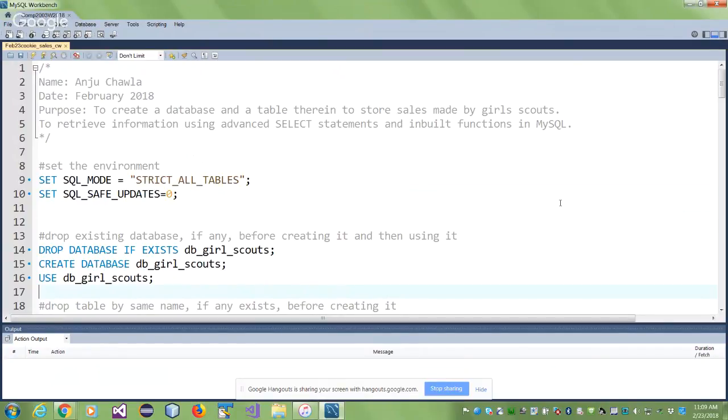Okay, so as it says, the aim is to create a database and a table therein to store sales made by Girl Scouts, and to retrieve information using advanced select statements and inbuilt functions in MySQL. Again, I'm saying inbuilt functions in MySQL because we are using the MySQL relational database. Maybe they are just different in Oracle or DB2. When I say different, it doesn't mean they're completely different. They may have a different name, you know what I mean? Or maybe the same name or sometimes extra parameters.